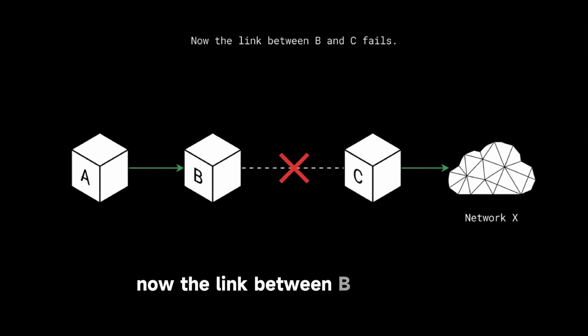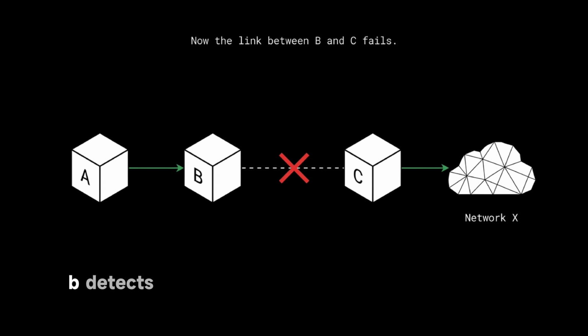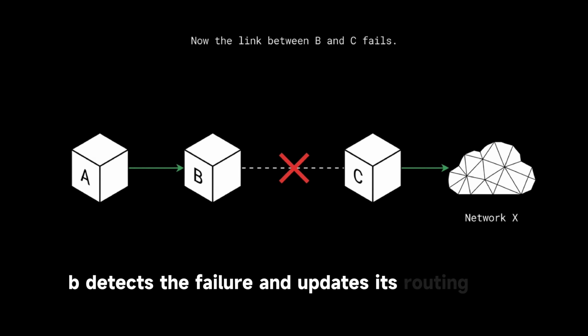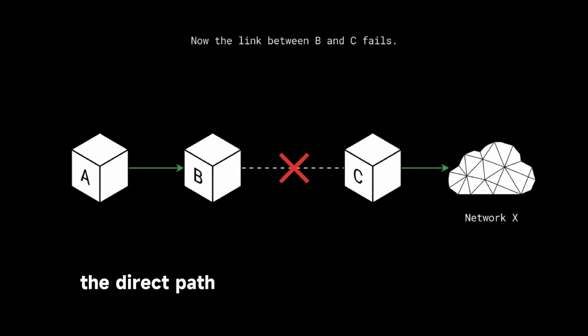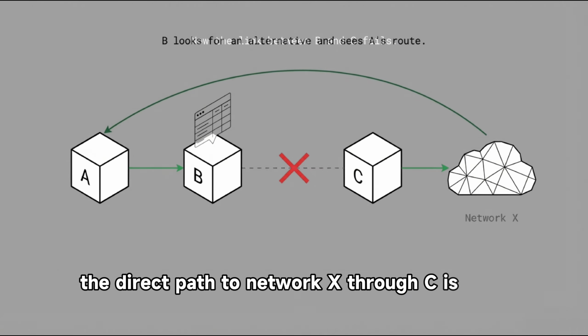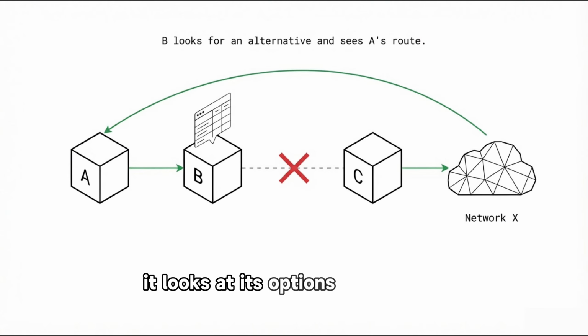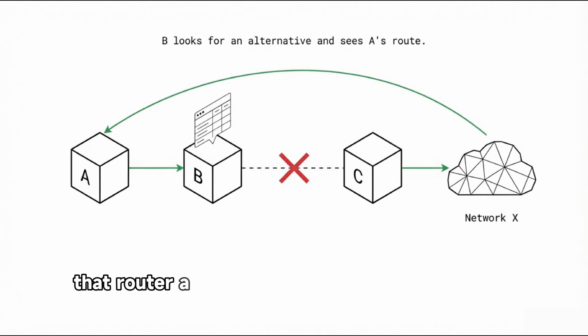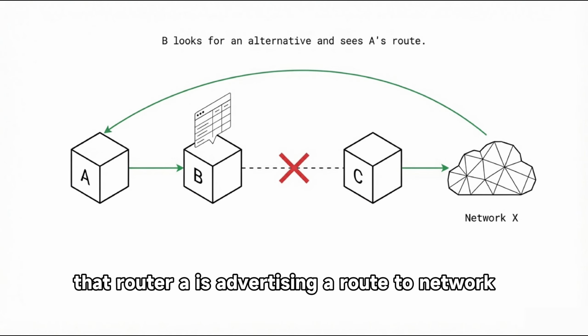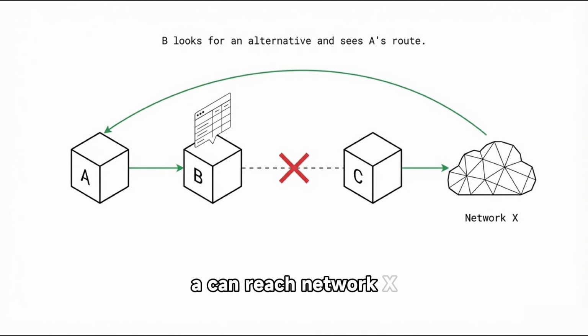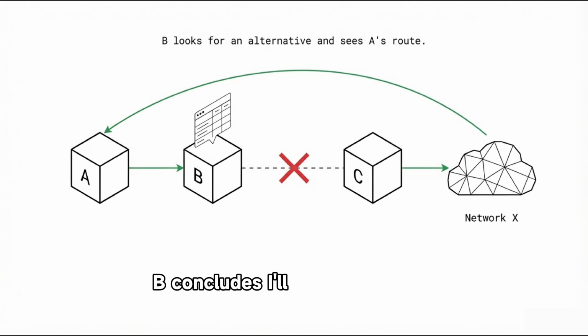Now the link between B and C fails. C is suddenly unreachable from B. B detects the failure and updates its routing table. The direct path to network X through C is gone. B now needs an alternative. It looks at its options and notices that router A is advertising a route to network X. A can reach network X. B concludes, "I'll route through A."